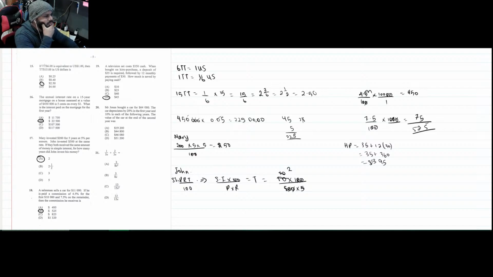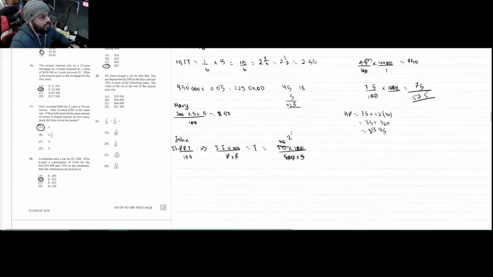Mr. Jones bought a car for $64,000. The car depreciates by 20% in the first year and 10% in each of the following years. What was the value of the car at the end of the second year? So the car depreciates by 20%, meaning the value of the car is worth 20% less than it was at the beginning of the year.